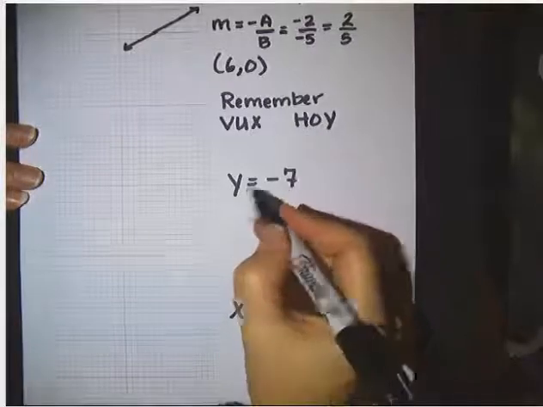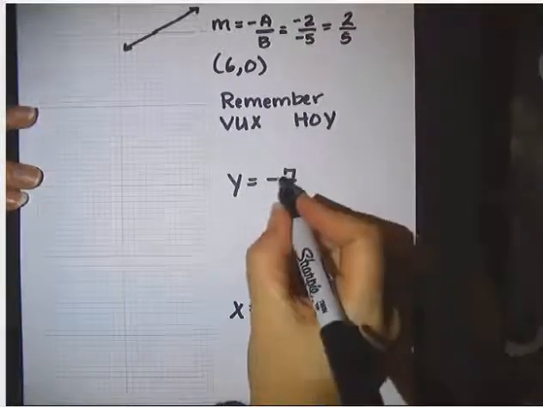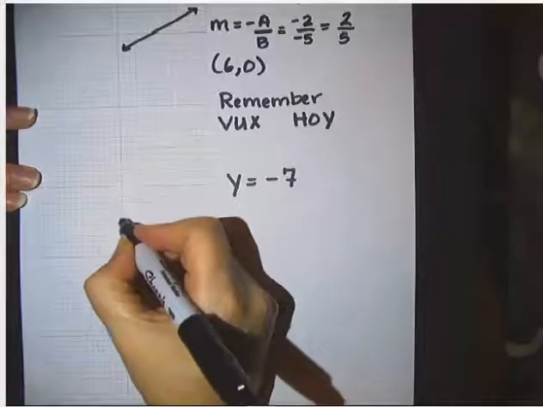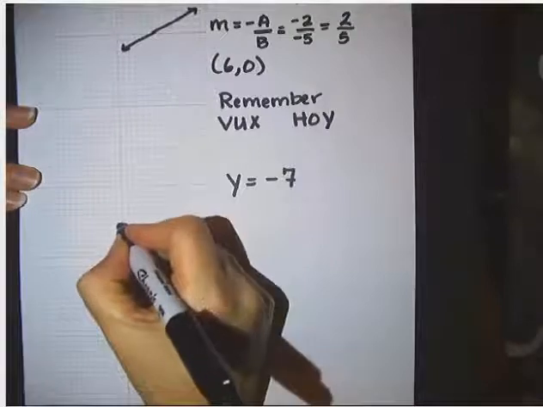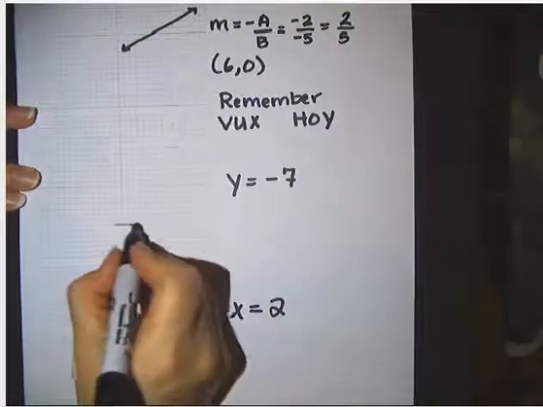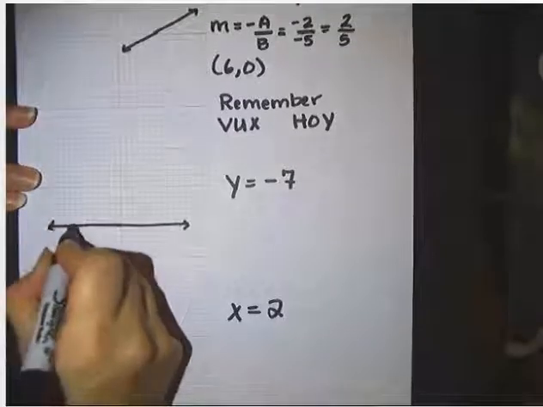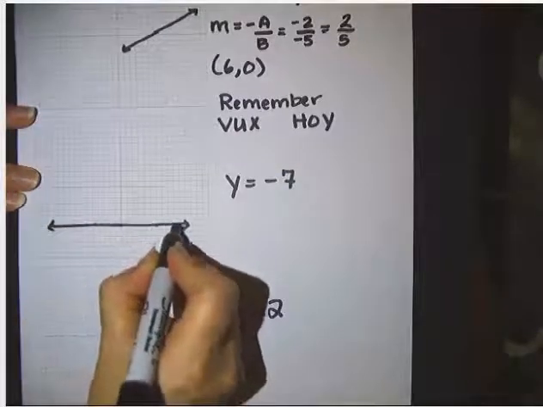So I go to that y equals -7 on the y-intercept. 1, 2, 3, 4, 5, 6, 7. And it is a horizontal line where y is always -7. And that should make sense because every point on this line, y is always -7 regardless of what x is.